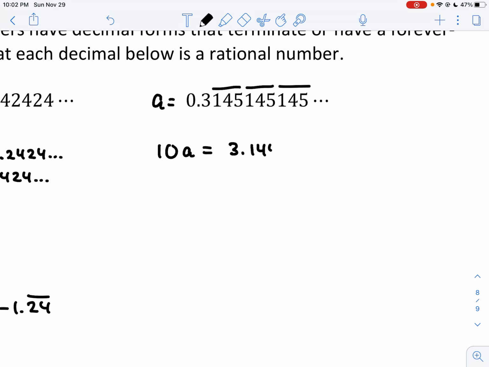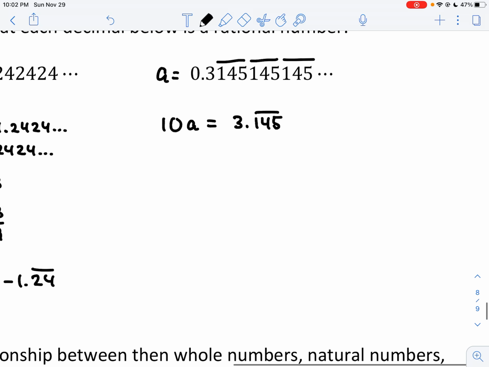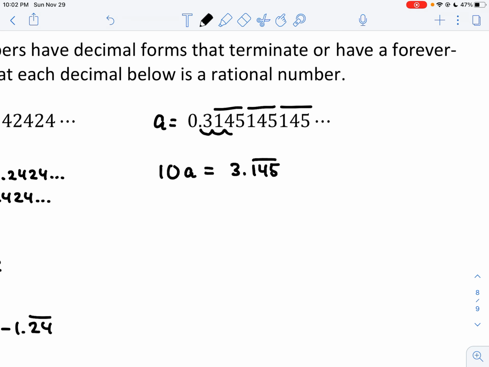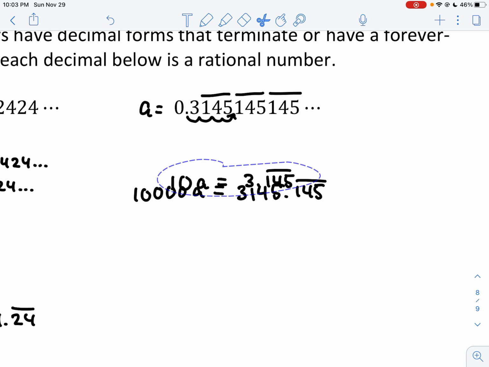Because you want to move the decimal once. So 10 times a is 3.145 repeating. And now, what would you have to do to move this decimal to the start of the next cycle? We'd have to move the decimal 4 times, starting with a. So that's multiplying a by 10,000. 10,000 times a is going to be 3,145.145 repeating. Or you can take this answer here and multiply by 1,000 to go to this line. So 10 times 1,000 is 10,000.